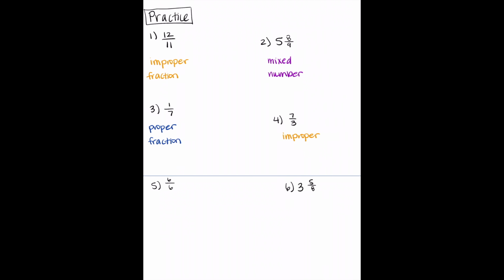For number 5, we have 6/6. It's the same number for the numerator and the denominator, so that would be our wild card. And for our wild card, let's just go through and solve what that would be. 6/6 always gives us 1. And for number 6, we have 3 and 5/8. That, again, would be a mixed number, a combination of a whole number and a fraction.